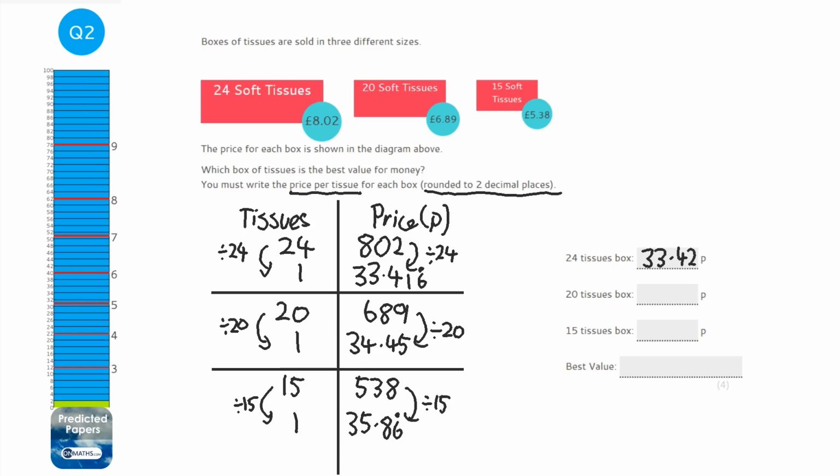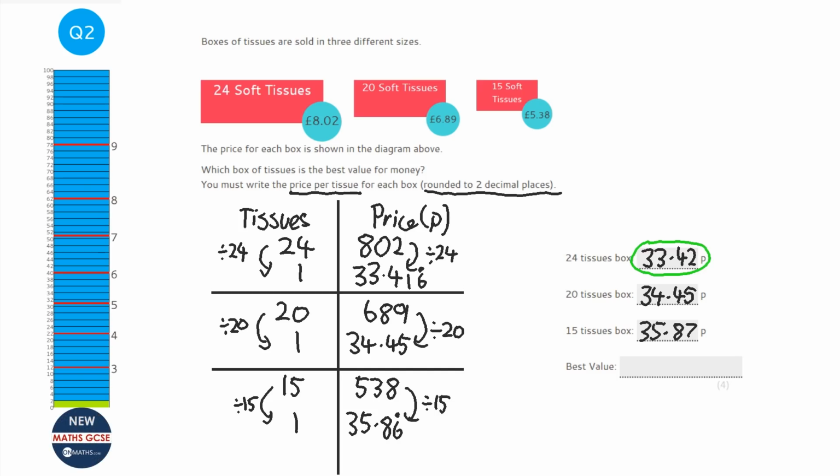The 20 tissue box is 34.45, and the last one is 35.87, because that 6 would round up. So which one is the best value? Well, if you have a look at the 24 tissue box, it's only costing just over 33 pence, whilst the 20 tissue box costs over 34 pence, and the 15 tissue box costs over 35 pence.